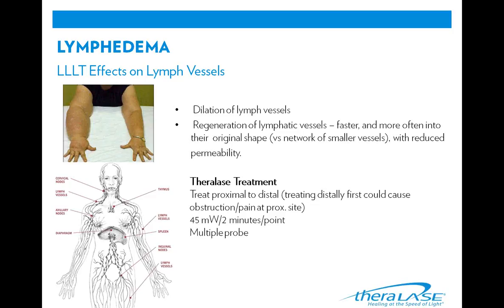And here on your left, there's a picture showing kind of a classic case of lymphedema here with that swollen, one side swollen. So what do we do with our Theralase treatment? Generally, we treat proximal to distal. A typical setting would be 45 milliwatts, a couple minutes per point. So you're not going to treat one point. You'll start up probably closer to the axilla if you're treating an arm lymphedema, and then move on your way down, covering various locations along the lymph vessels. You'll use your multiple probe or your cluster probe.